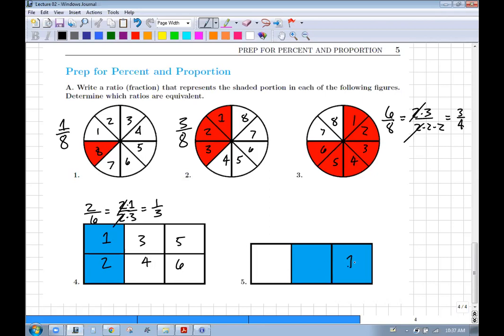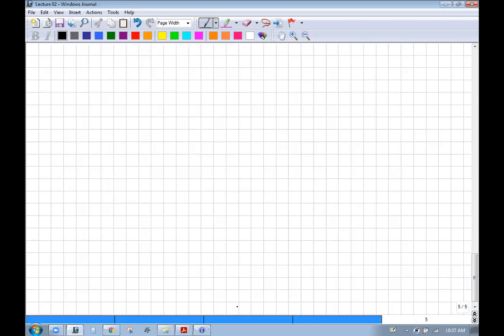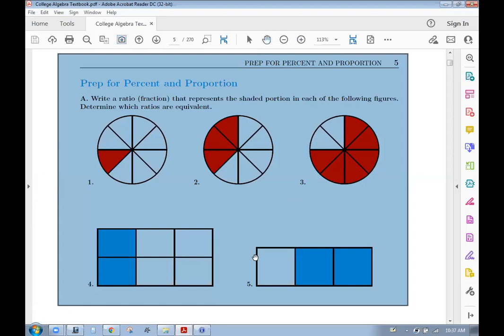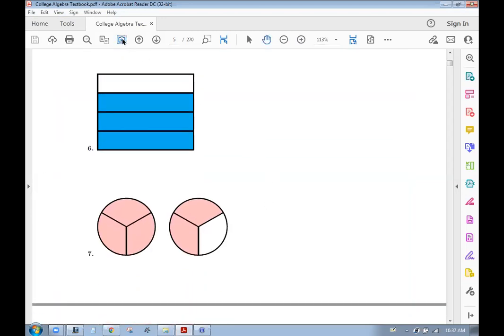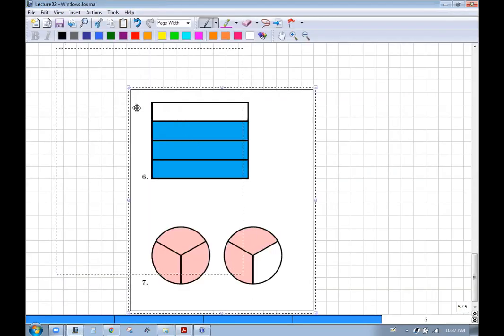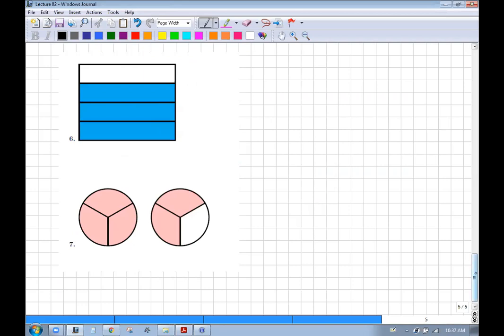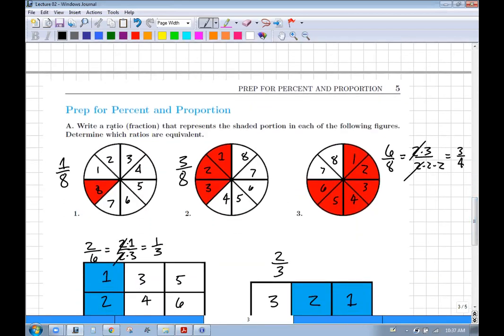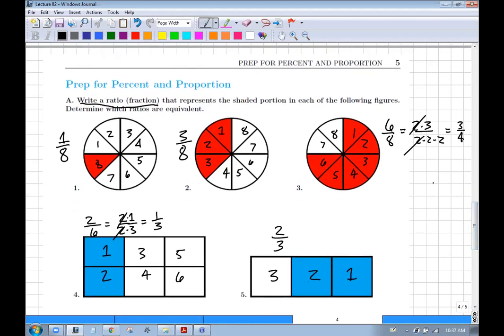Now for number 5, we got 1, 2, 3. So 2 out of 3 are shaded. So it doesn't look like any of these are equivalent. All right, numbers 1 through 5 here, I don't think any of those are equivalent. So let's look at the next page here. We got 2 more. But are we working the percentage on that too? Right now, they just want us to write the ratio. All right, so we'll build up to the percentages.